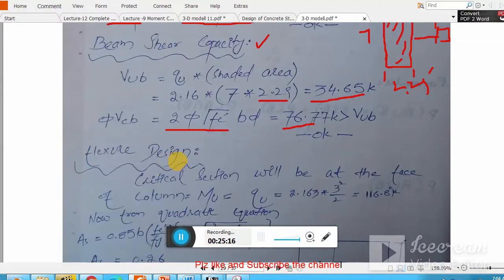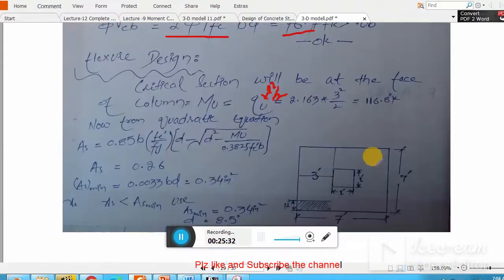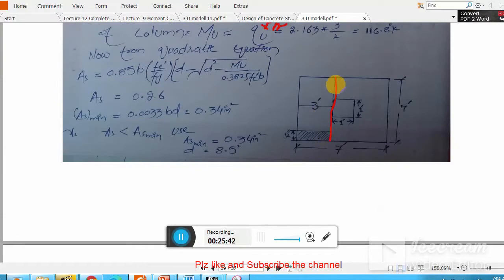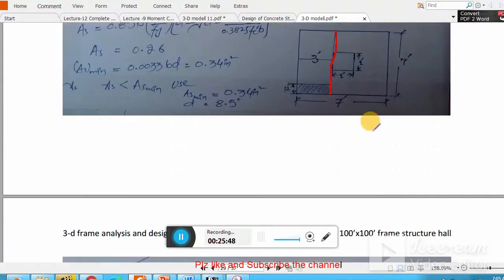And now my flexure design. For flexure design, the critical section will be at the face of the column, and here we have qu times L squared divided by 2. Remember the critical section: this is my column, this is a 1 by 1 column, and this line denotes the critical section for the moment. Just consider it as a cantilever beam, an inverted cantilever beam. The load is applied from the bottom, and it will be bending in this direction.